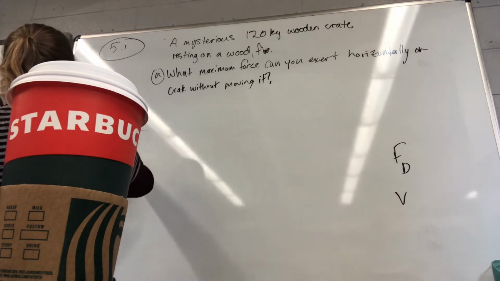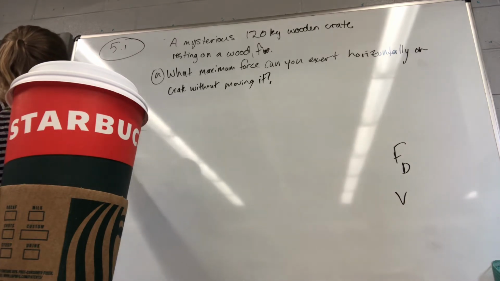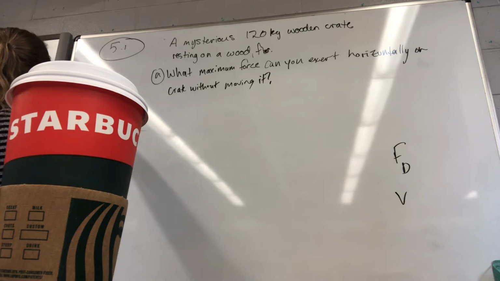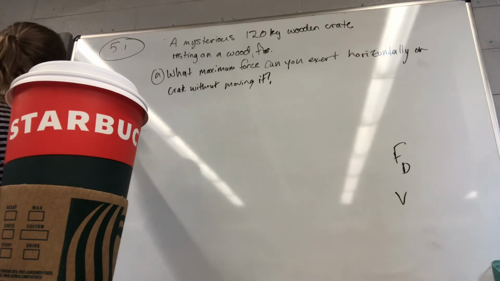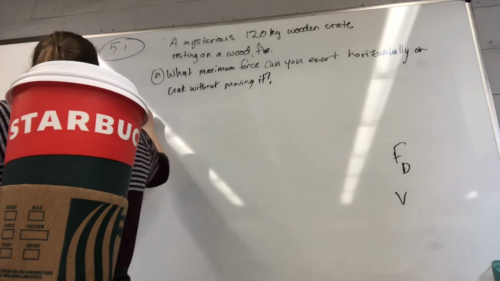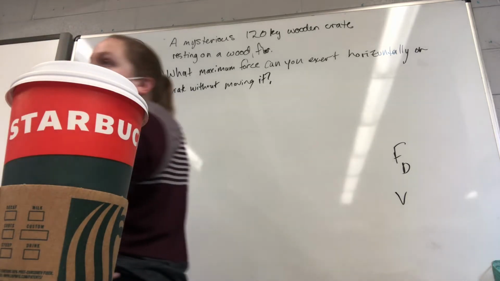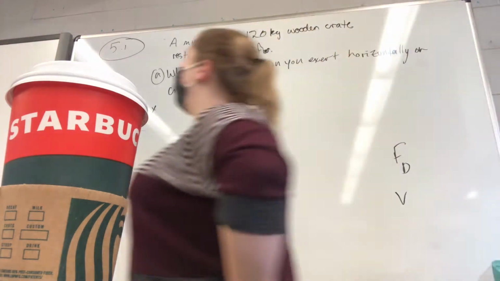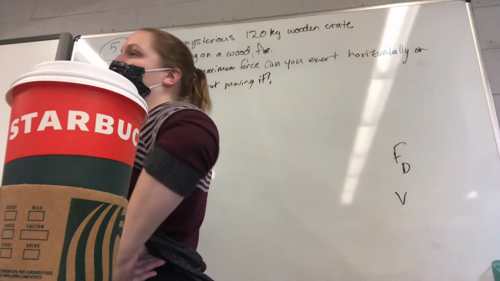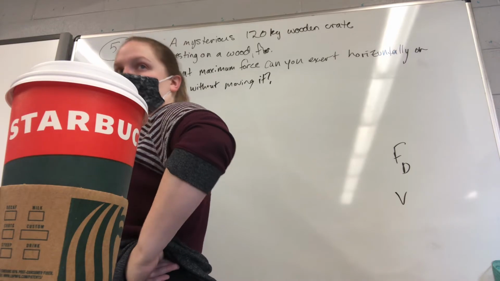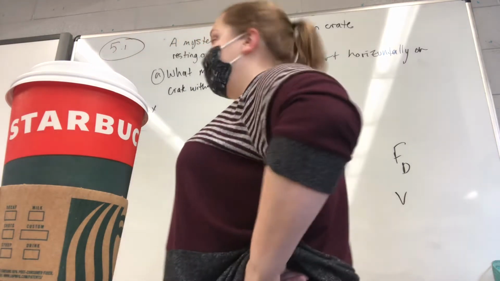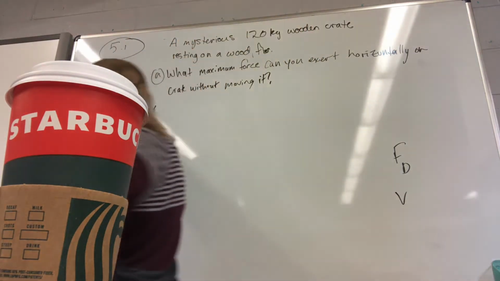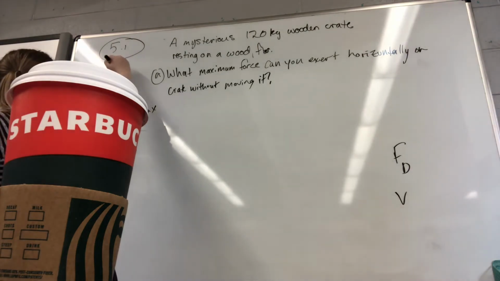We're on a horizontal surface. We're trying to push it. We have friction going the other way, and our goal is Fs max, right? It says, what is the maximum push that you can exert on this box without moving it? That's our goal. We know that the mass is 120 kilograms.